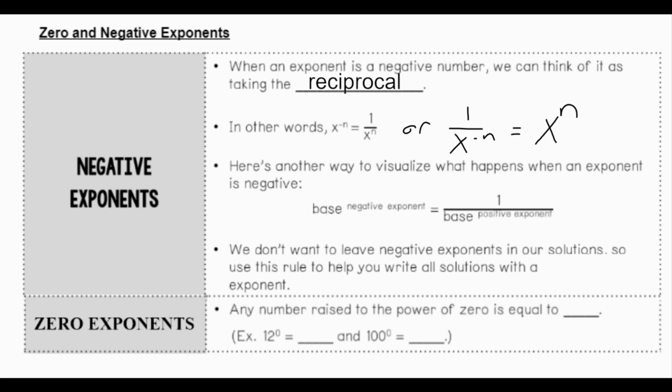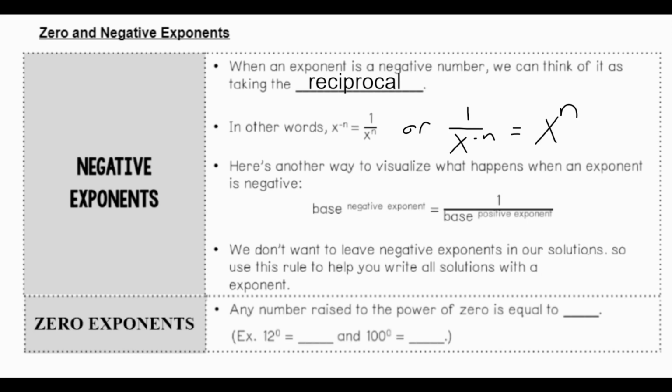We don't want to have negative exponents in our answers, so if we have a negative exponent, it's going to go to the opposite part of the fraction that it is already in. If it's in the numerator, it's going to go to the denominator. If it's in the denominator, it's going to go into the numerator. And then once we switch it, it becomes positive.